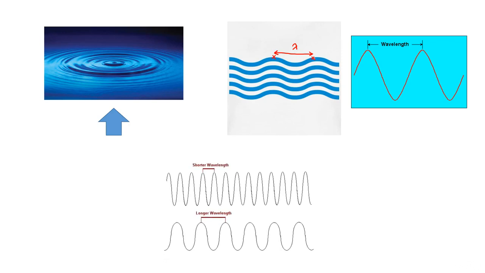The relationship between wavelength and frequency is shown in this picture. As you see, for the first wave we have the frequency f1, for the second we have the frequency f2, and we say f1 is higher than f2. But as you see, this one has the shorter wavelength, so lambda 1 is lower than lambda 2. This shows the relationship between the wavelength and frequency.